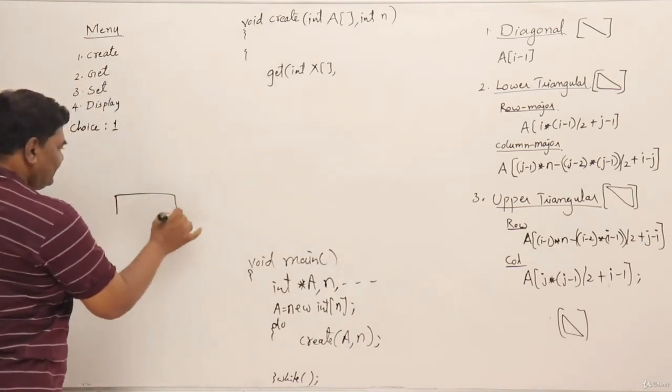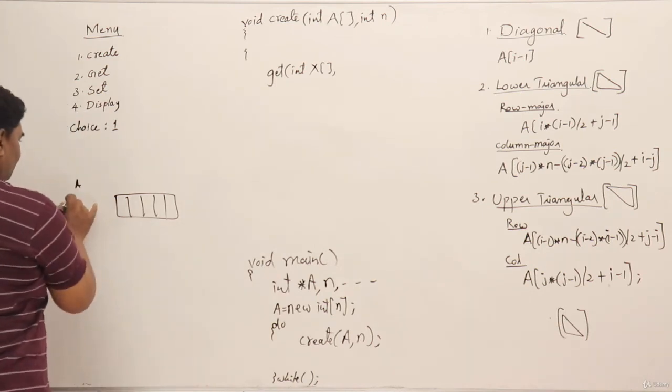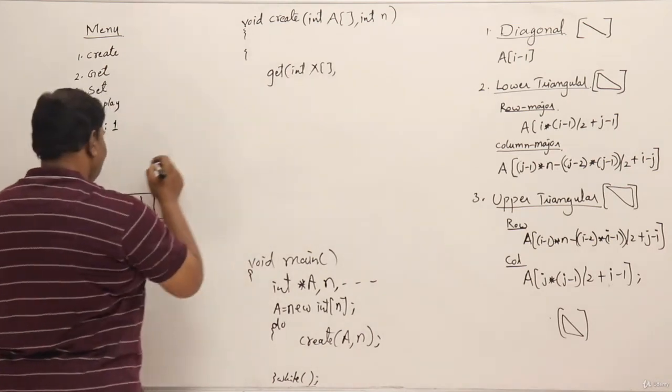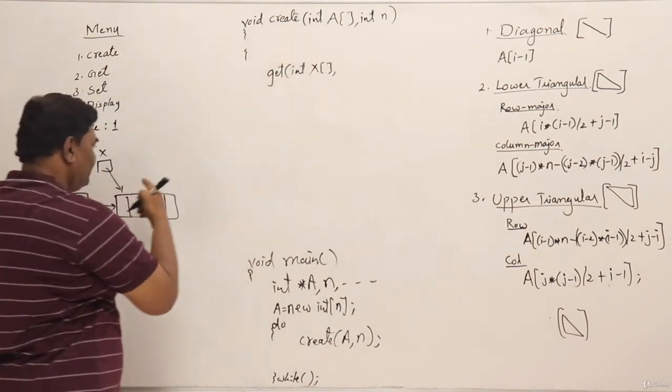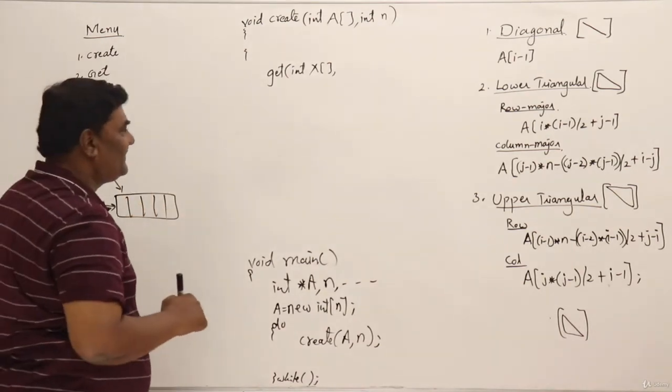So how it looks like is, suppose this is an array. A is a pointer pointing to it. Then we pass this as a parameter. So this X will be a pointer pointing to this one, or that A is a pointer that is pointing to this one. So you can use any name that is belonging to that function.